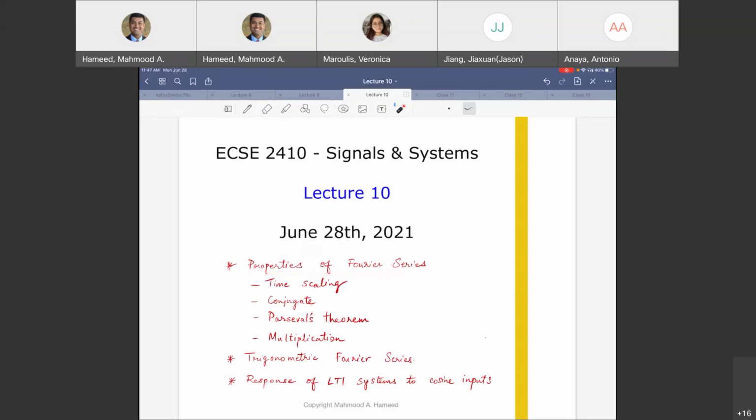We are going to continue our properties. So far: linearity, shifting it horizontally, shifting it vertically, differentiating it. Now we are adding time scaling property, conjugate, Parseval's theorem, multiplication. So let's talk about multiplication. If you are multiplying two signals in the time domain, what do you think happens to the Fourier series coefficients?